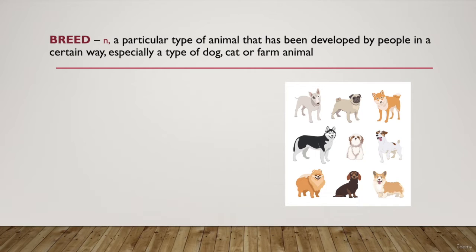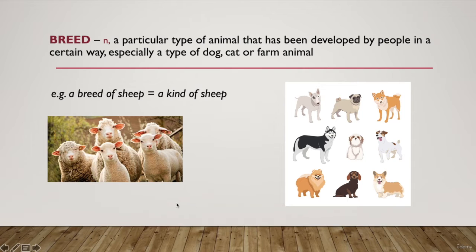It means a particular type of animal that has been developed by people in a certain way, especially a type of dog, cat, or farm animal. In this picture, you can see different breeds of dog. This is a husky breed. This is a corgi breed. In this picture, you can see a breed of sheep, which is a kind of sheep.